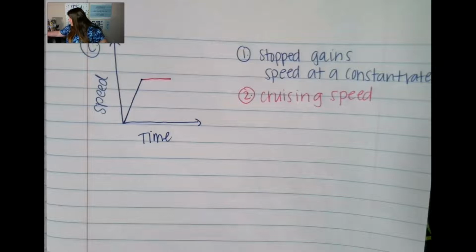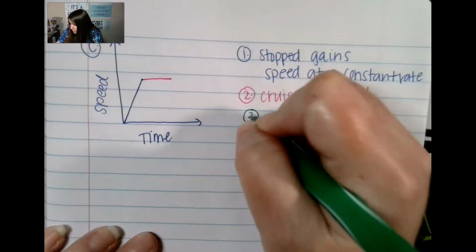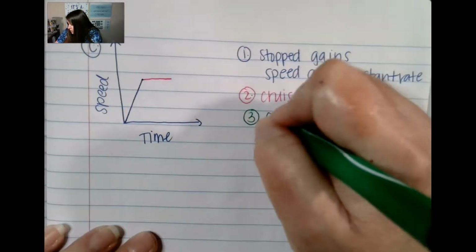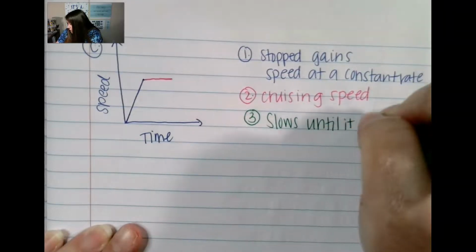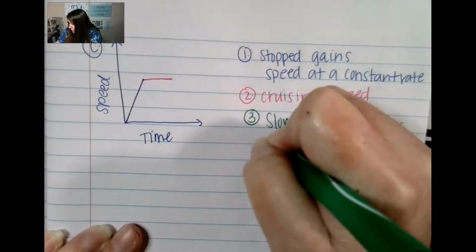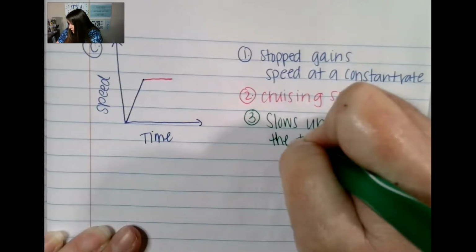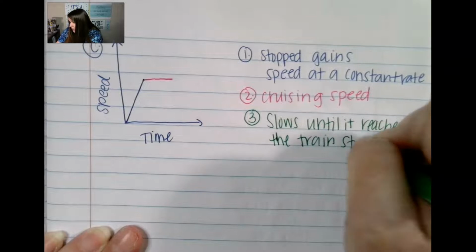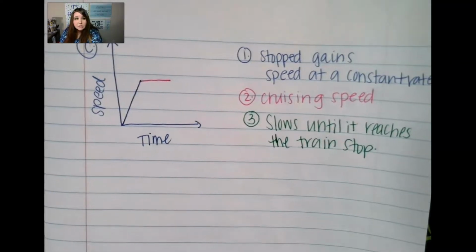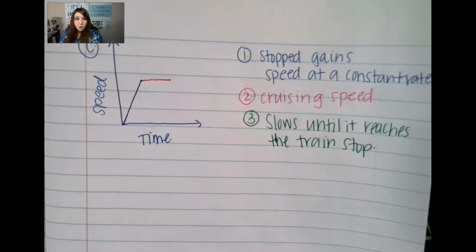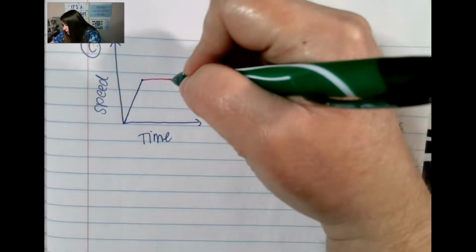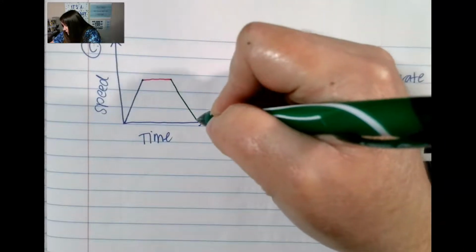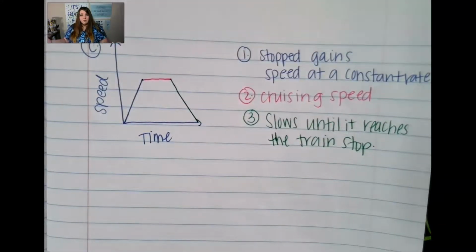So the last part of this is that the train is going to slow down until it reaches the train station. So it slows until it reaches the train stop. Okay, so this looks like a constant rate, right? Trains slow at a constant speed. They don't just stop abruptly. So we're just going to draw a train slowing down until it doesn't move anymore.